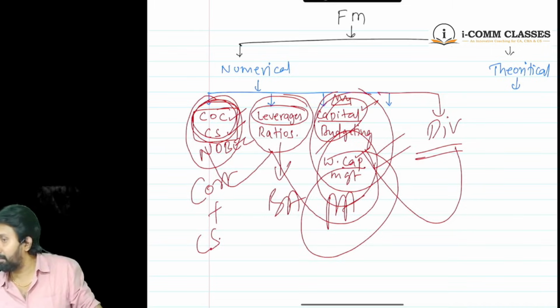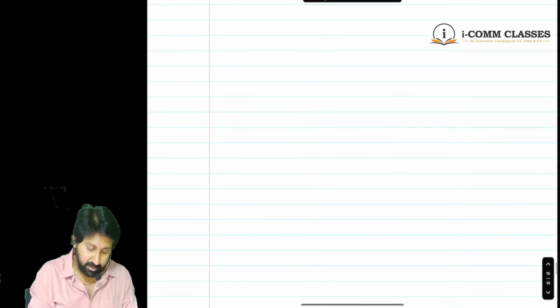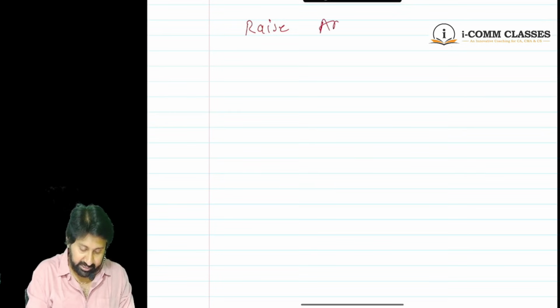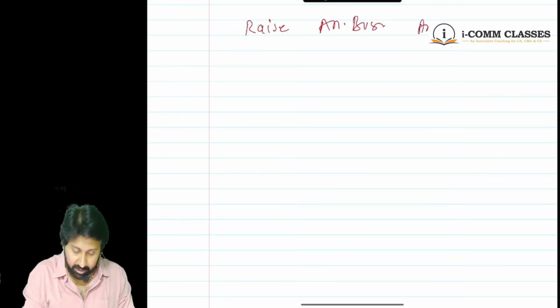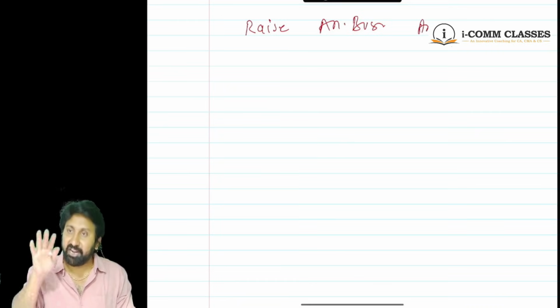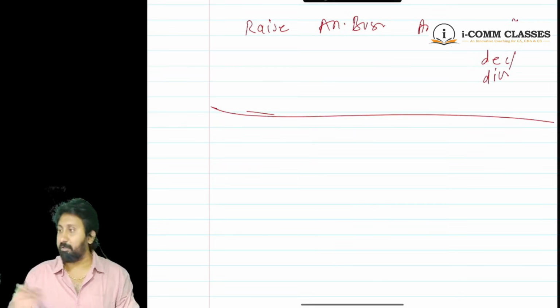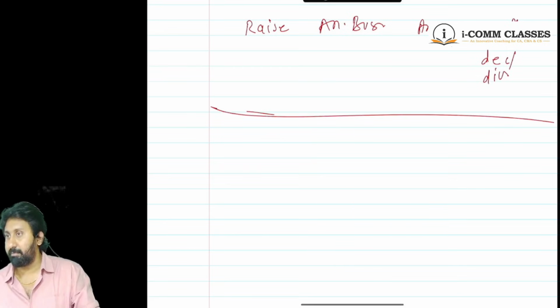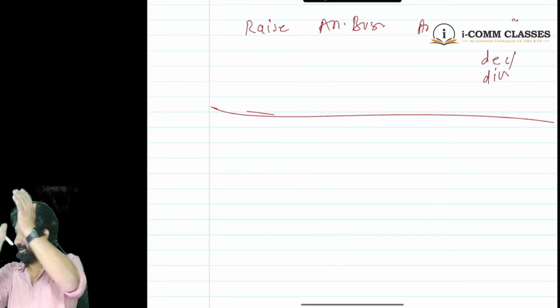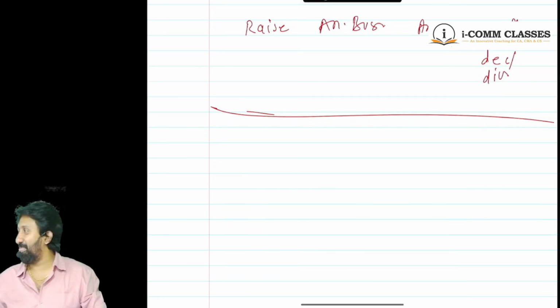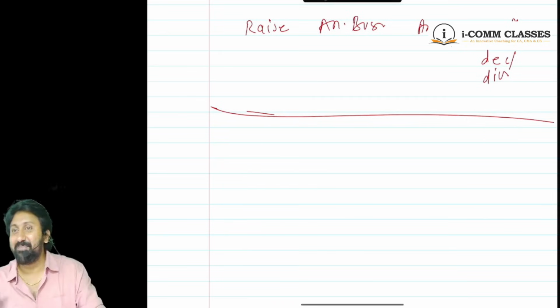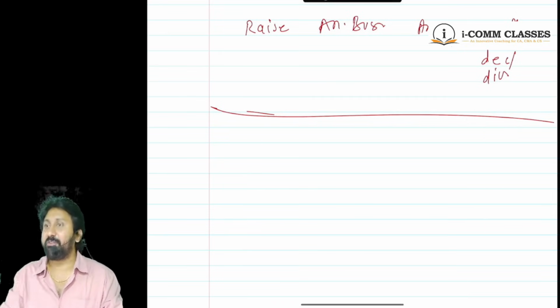Are you listening, everyone? How they said here? Raise capital. Next, analyze the business. Next, analyze the project and invest. Make profits and then declare. That's it. FM is over at inter-level. Syllabus over. So, this is the overall idea of FM.